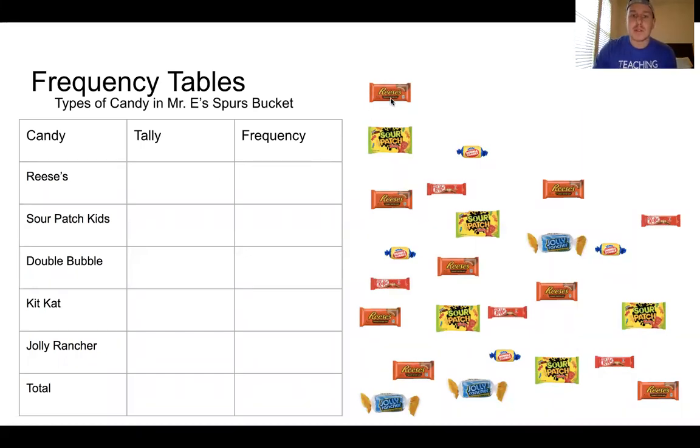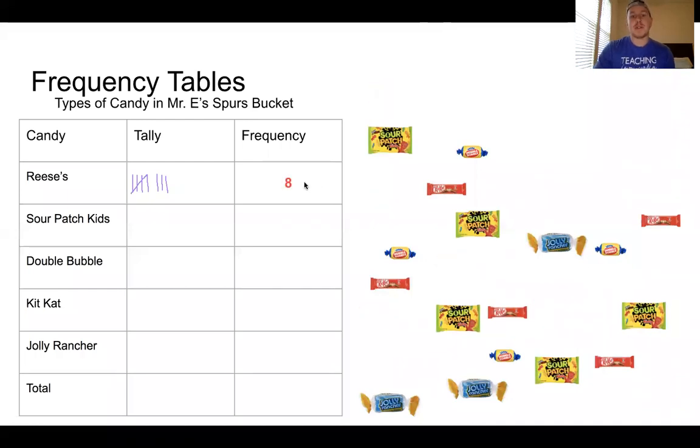So I'm going to count how many Reese's there are. 1, 2, 3, 4, 5, 6, 7, 8. So I'm going to tally 1, 2, 3, 4, 5, 6, 7, and 8. Okay. So we have 8 Reese's bars in Mr. E's bucket. So let's put those Reese's away. And we can see the frequency is 8. Let's take a look at the next thing.